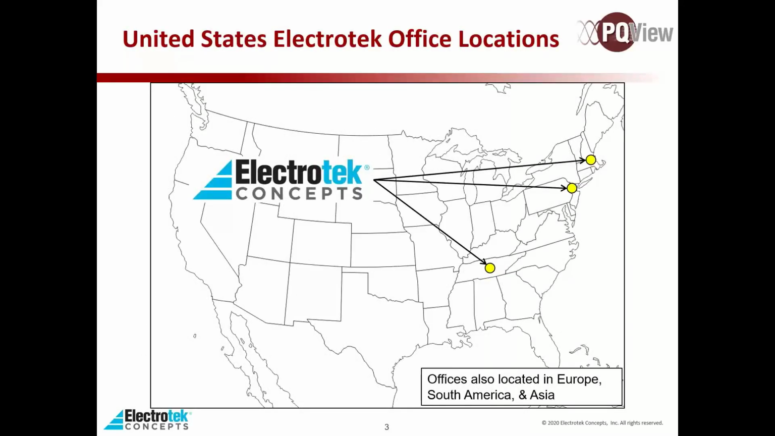Just some background on Electrotek as a company. These are our US office locations. The big bulk of us are based out of the Beverly, Massachusetts area. We also have offices down in Edison, New Jersey, where our sister company, Dranetz, is also located. And we also have some folks down in Knoxville, Tennessee. But we do have offices globally. We have offices located in Europe, South America, and Asia.